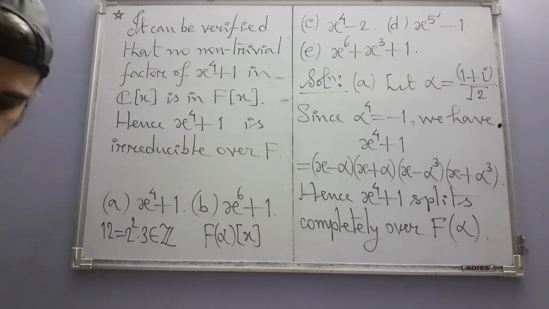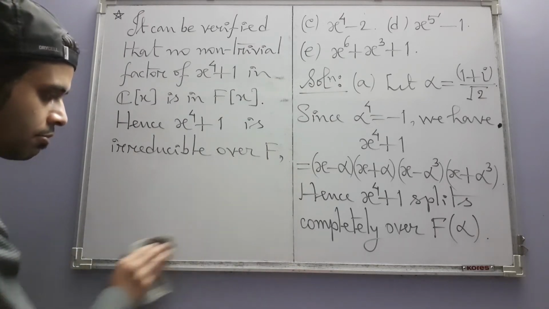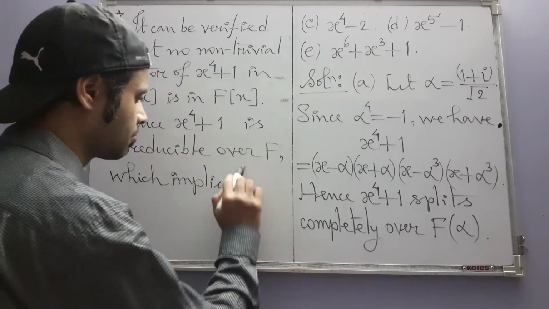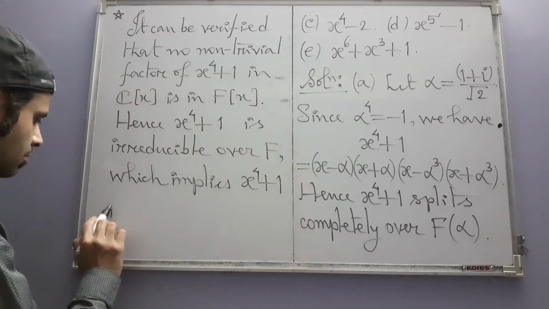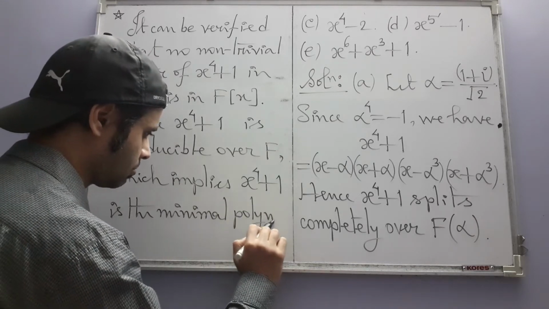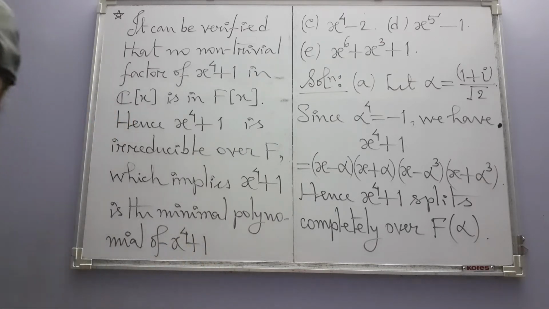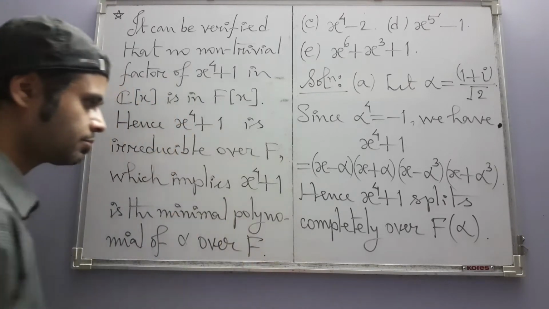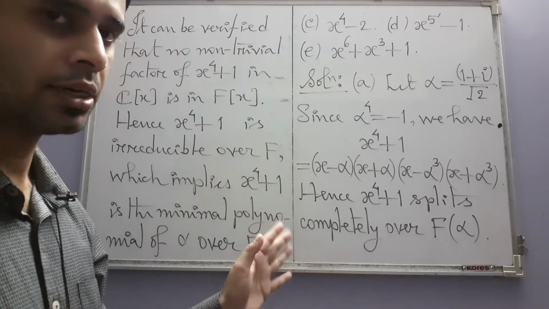So we are next going to write this: irreducible over F implies this is the minimal polynomial of alpha over F. If you fix monicness, irreducibility implies minimality and minimality implies irreducibility. They become equivalent.